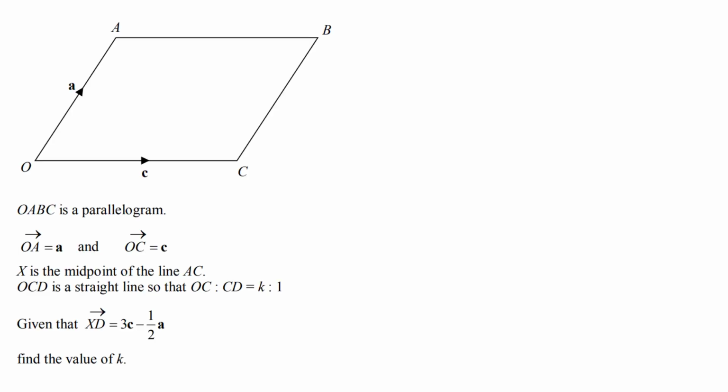So OABC is a parallelogram, OA is A and OC is C. X is the midpoint of the line AC, and OCD is a straight line such that OC/CD is k to 1. So we want to extend OC to a point D, and we want a line going from A to C where X is the midpoint. So we'll just draw that. And we know that XD is 3C minus a half A. Okay, so we want to figure out what K is.